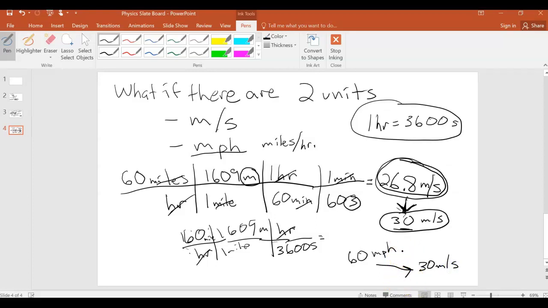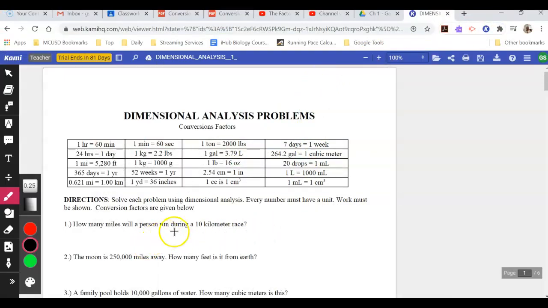Okay, so now we're just going to go ahead and take a look at the problems. I'll do one for you there. And that, let me minimize here. And then we move over to the problem set. So again, let's go ahead and do number 2. It kind of looks nasty, but it's really not. It's just large numbers. So the moon is 250,000 miles away. How many feet is it from Earth?